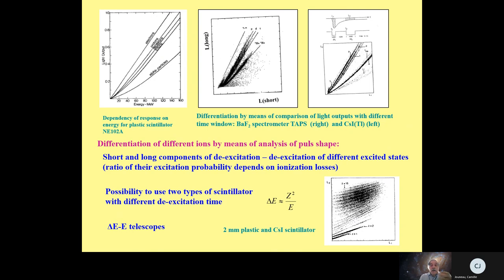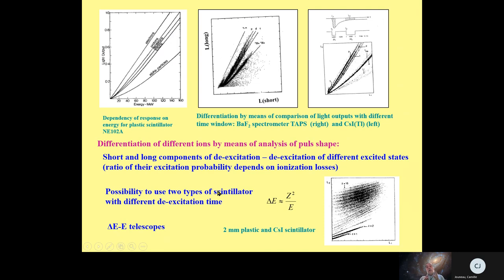If ionization is very intensive, there is a different ratio between the short and long component than when the ionization is smaller, for example for ions with smaller charge. This is given by the fact that you have two different excited states, and they have different ratios between the excitation probability, which depends on ionization losses.